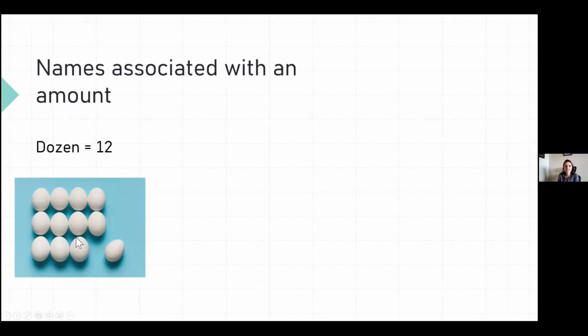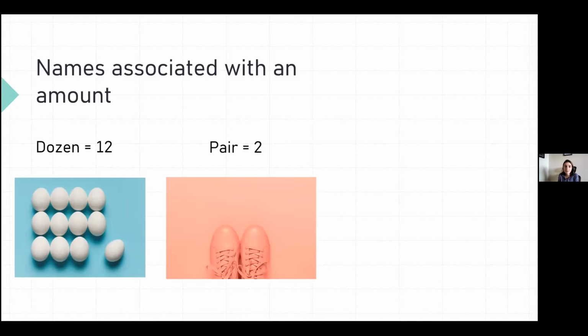But when we say a dozen, we mean 12 of something, right? When we say a pair, we mean 2 of something, like a pair of shoes or a pair of socks, something like that. Can anyone think of any other examples of things that come in a certain number, that always mean a certain number?